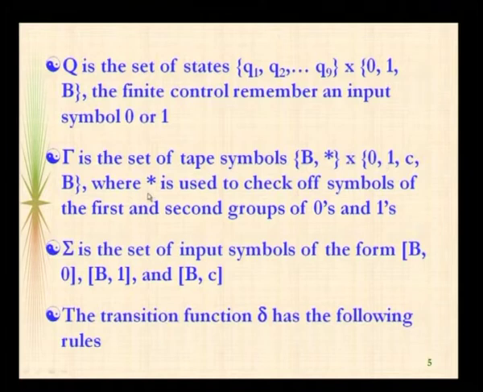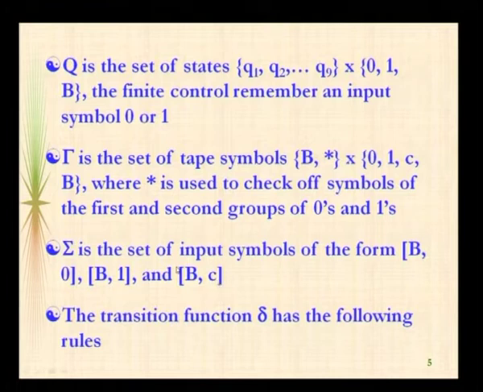So, the description here where star is used is for checking symbols of the first and second group of zeros and ones. Now look at the input alphabet, that is sigma, which is going to be the set of input symbols. It is of the form b comma 0: the first track may have a blank, and on the second track it may be a 0. Once again the first track may have a blank and the second track a 1, and the last one is the first track blank and the second track having c.